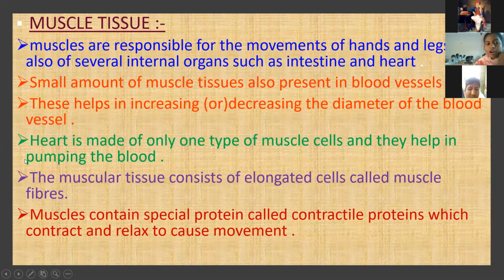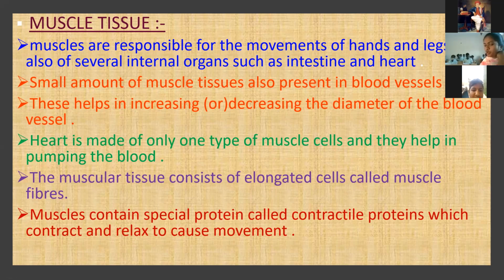Next, the heart. The heart is made up of only one type of muscle cells and they help in pumping the blood. And the muscular tissue consists of elongated cells and muscle fibers.